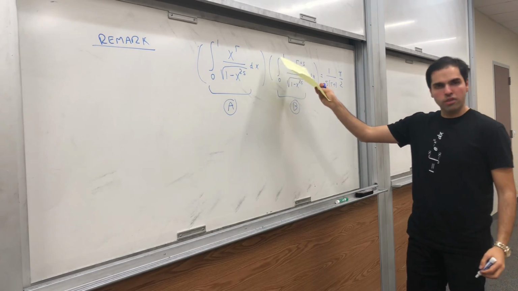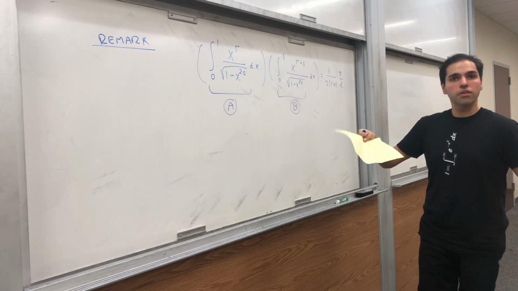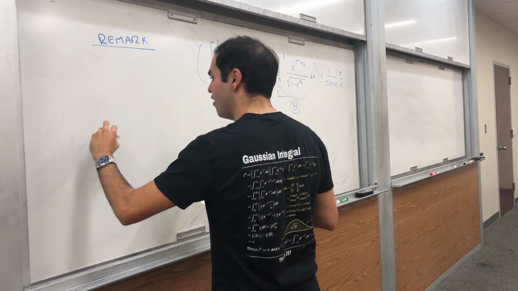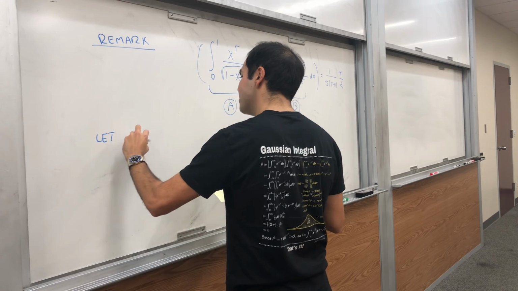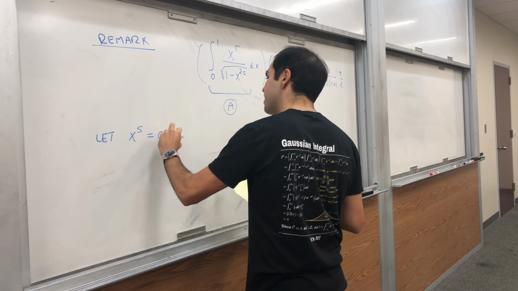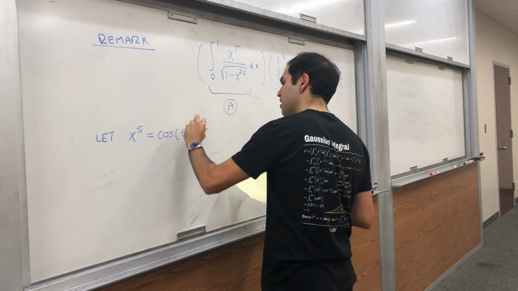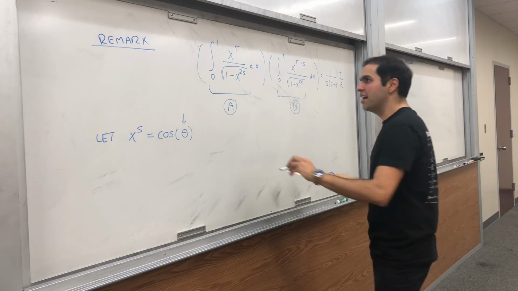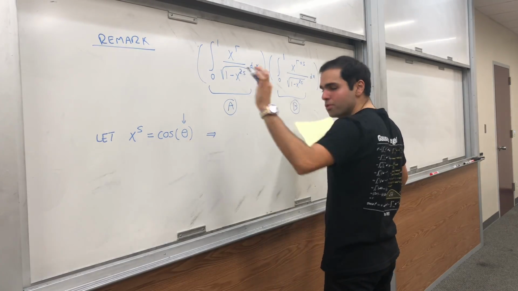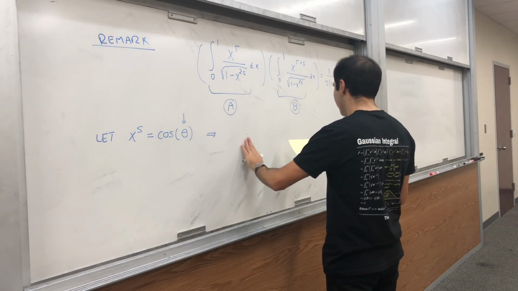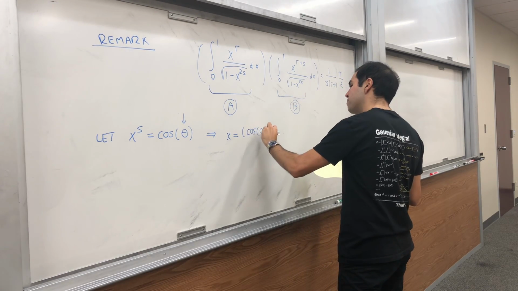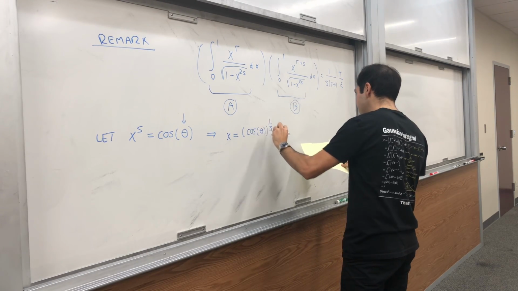It turns out you can transform those into integrals that are more familiar. And so consider the following substitution. Let x to the s be cosine of theta. So here, our u is cosine of theta. In other words, assume everything is positive and we take the principal root. x is cosine of theta to the 1 over s.